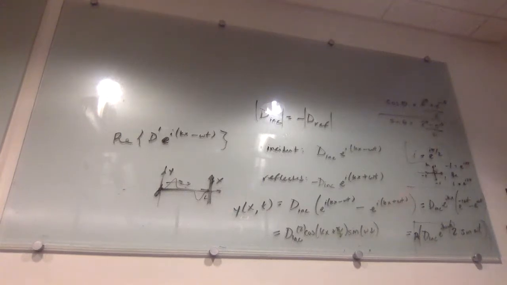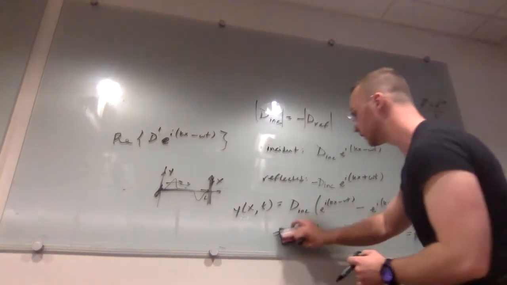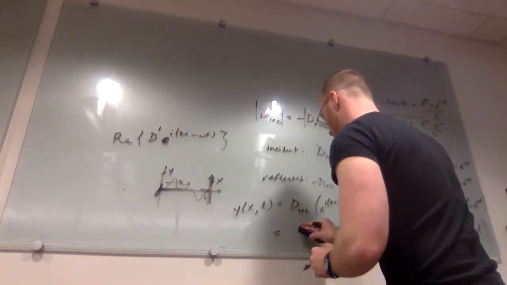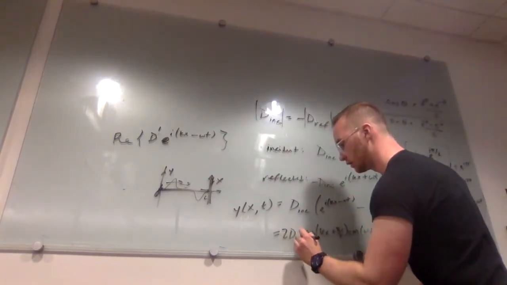The 2's like multiplied by the... Yeah. Sorry, it should be like 2. So it's like 2D. Yes, yeah. I just forgot it when I wrote 2D incident.